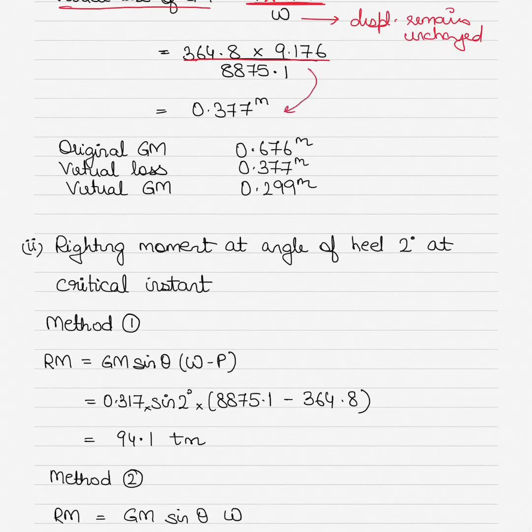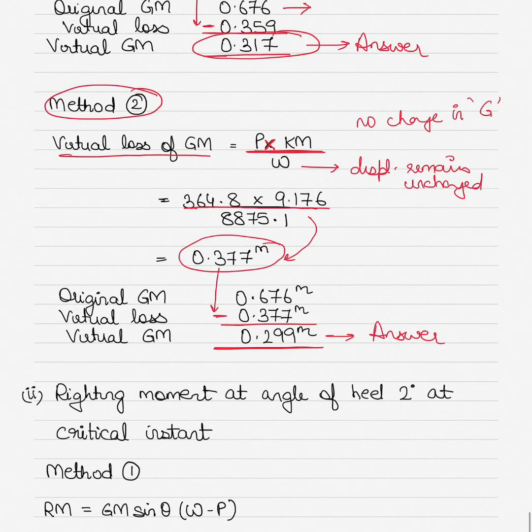So once you do that, you get a virtual loss of GM of 0.377. Virtual loss means loss, so that will be negative. Your original GM that you calculated above was 0.676 meters. A virtual loss when the vessel sits all over, but there has been no loss in the displacement, and hence the virtual GM is 0.299 meters in this case when we assume that there has been no loss. So you can see there is only a slight difference, 0.018. It's not much of a difference in the GM values when the vessel is sitting all over, whether you assume there is a loss of weight or whether you assume the vessel has not lost weight.